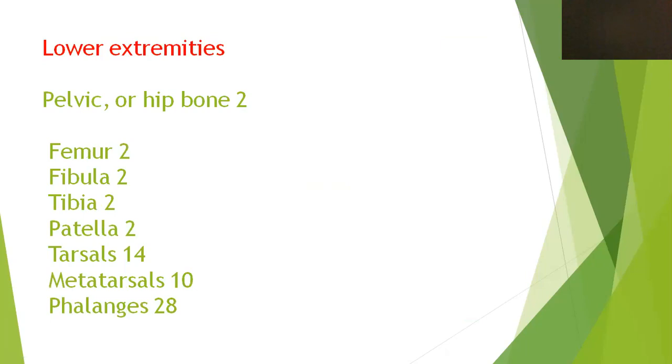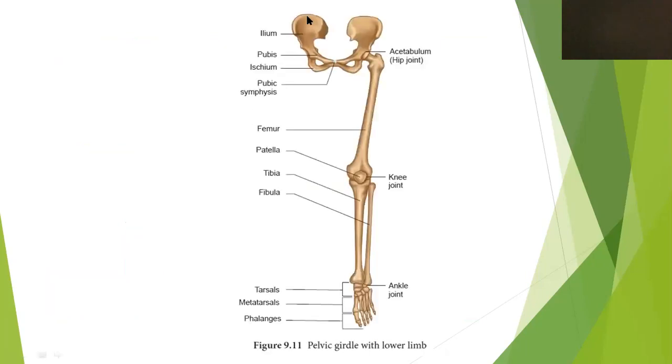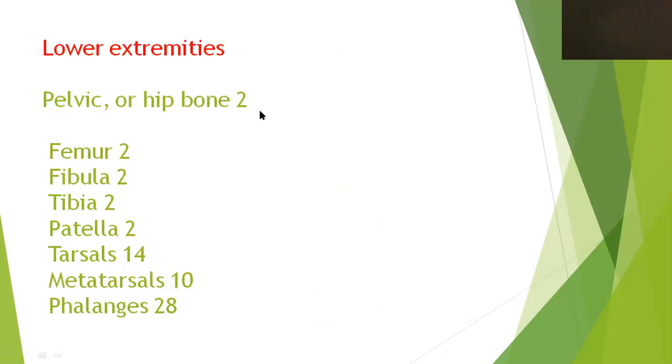First, the pelvic bone or hip bone. Right and left pelvic bone, so two pelvic bones are there. This one is the left side pelvic bone. This one is the right side pelvic bone. The two pelvic bones join here. So pelvic bone or hip bone, two.